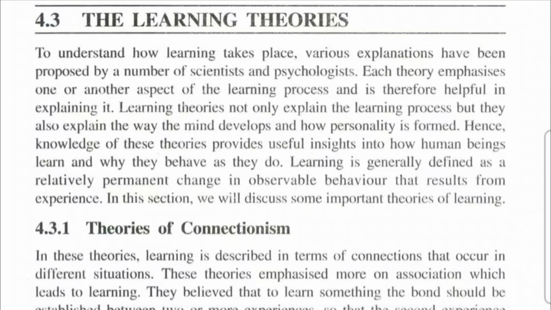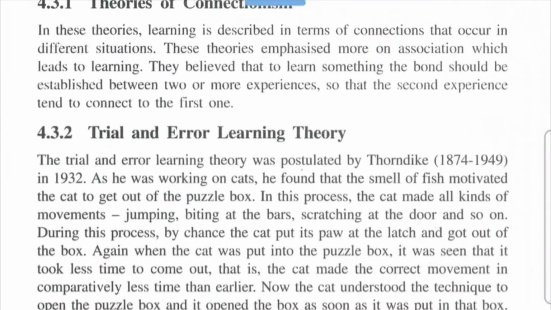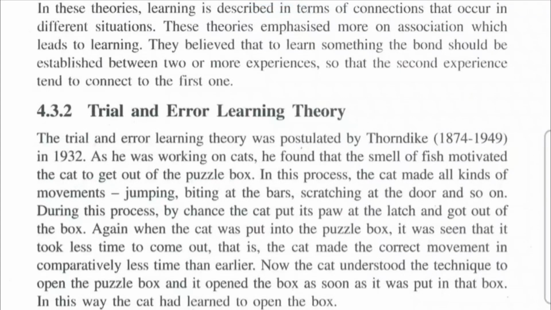4.3.2 Trial and Error Learning Theory. The trial and error learning theory was postulated by Thorndike, 1874 to 1949, in 1932. As he was working on cats, he found that the smell of fish motivated the cat to get out of the puzzle box. In this process, the cat made all kinds of movements, jumping, biting at the bars, scratching at the door, and so on. During this process, by chance, the cat put its paw on the latch and got out of the box.